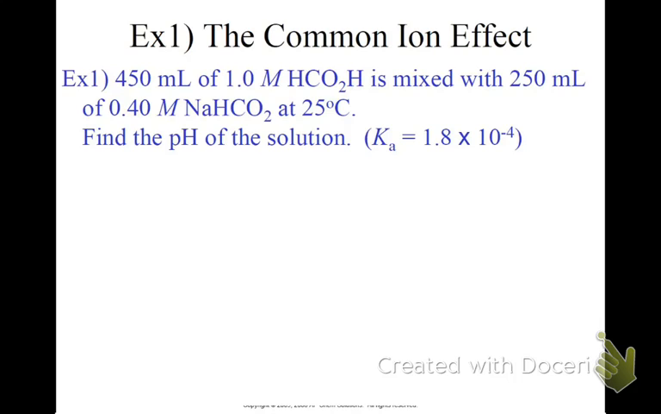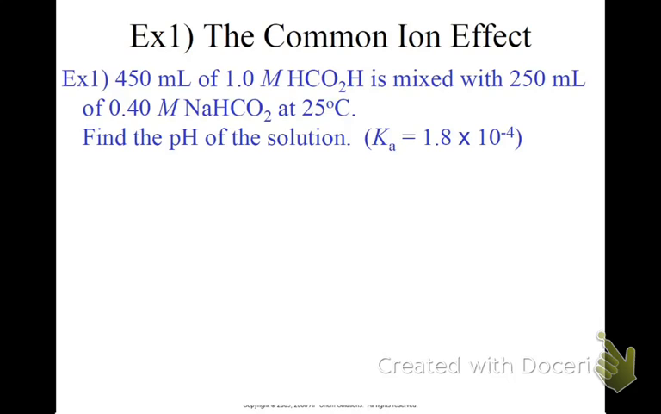So here's an example. 450 milliliters of 1 molar formic acid is mixed with 250 milliliters of 0.4 molar sodium formate, and they're mixed at 25 degrees Celsius. We want to find the pH of this solution, and the Ka is 1.8 times 10 to the negative fourth. All right, step number 1 in a problem like this is going to be to find the initial molar concentrations of each species in the new solution.